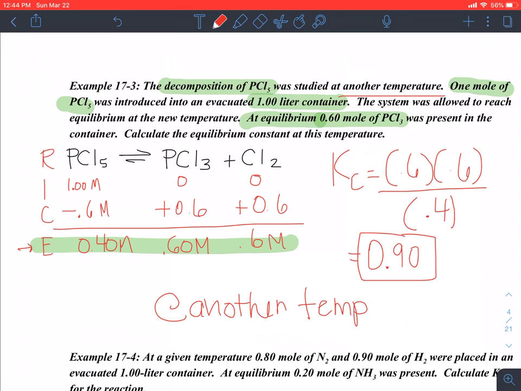Okay, but let's go back and look at those RICE tables. We're going to do one here that has different coefficients in front, but a lot of this is pretty straightforward. So let's stop the video.